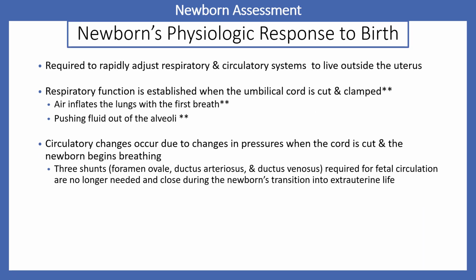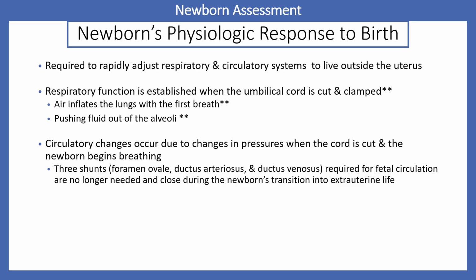The newborn must make rapid respiratory and circulatory changes to transition to extrauterine life. It is most important to understand that respiratory function is established when the umbilical cord is cut and clamped. When this happens, air inflates the lungs with the first breath and pushes amniotic fluid out of the alveoli. This first inflation of the lungs dramatically decreases the pressure and resistance to blood flow in the lungs. This low pressure allows blood to enter the lungs for the first time.